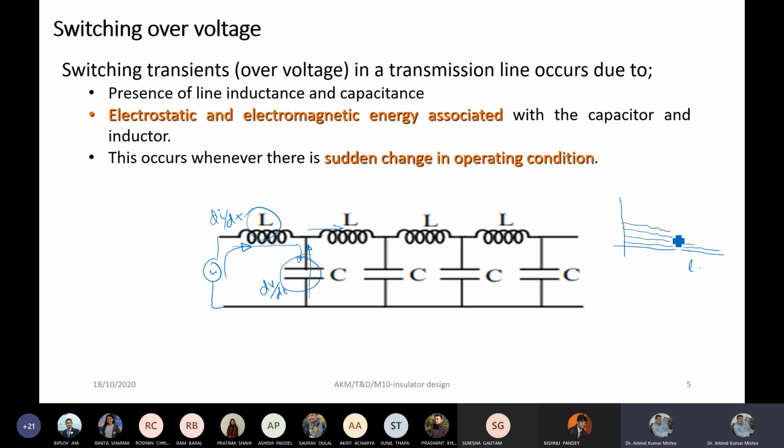So that's why this is called traveling. That's why we call it the transient wave along the transmission line that will travel. This is always true for any switching condition, whenever we switch on, but often we do not consider it.